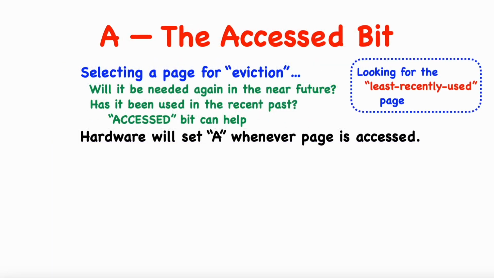Every page table entry also contains a bit called the A, or accessed bit. This bit can be used when the kernel is trying to select a page for eviction. Of course, we'd like to evict the least recently used page. Recall that we want to know whether a page has been used in the recent past, and if so, we'd like to keep it in memory and select some other page for eviction. And the access bit can help here. So the hardware will set the access bit whenever the page is used, either read or written.